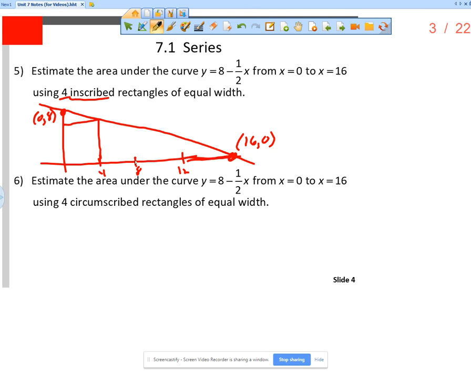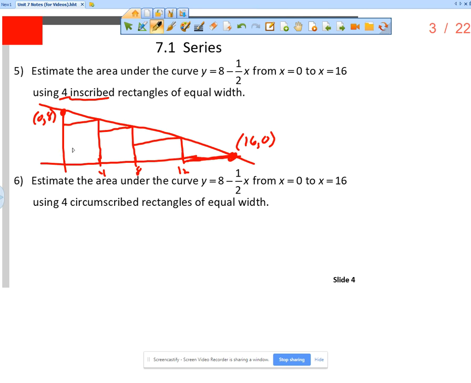Then from 4 to 8, I'm going to draw a rectangle inside of this shape. And then from 8 to 12, I'm going to draw a rectangle inside of this shape. And then the last one, I'm going to draw a rectangle inside, but it actually has 0 height because I'm starting at 16, 0. So it looks like that. Now how do I find the area of these rectangles?